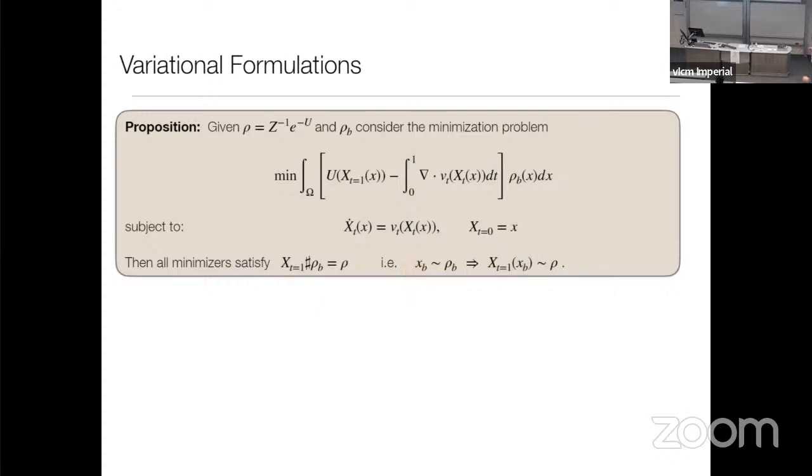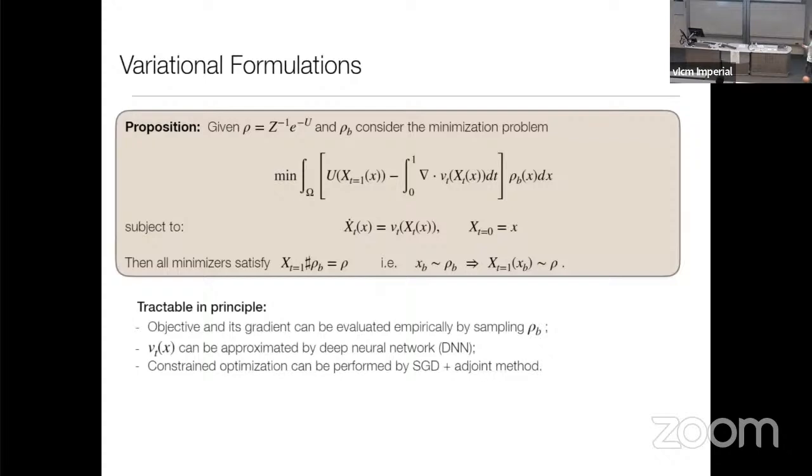Now, once you have reached this stage, well, in principle, you're in business, because you see that the objective and its gradient can be evaluated empirically. I cannot do this integral analytically, but I can perform it in practice simply by sampling rho b, which I assume is what I can do easily. Okay, and then the next step, of course, is that you need to do the minimization over a class of functions, and this is the place where we're going to use deep learning, meaning we're going to approximate the v of t by a deep neural network, and then once you have done that, you can optimize over the parameters of this network by doing constrained optimization using stochastic gradient descent and the adjoint method.